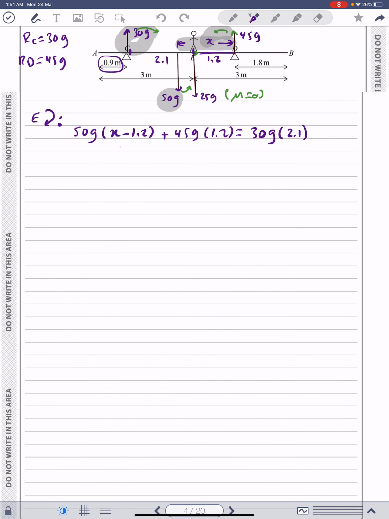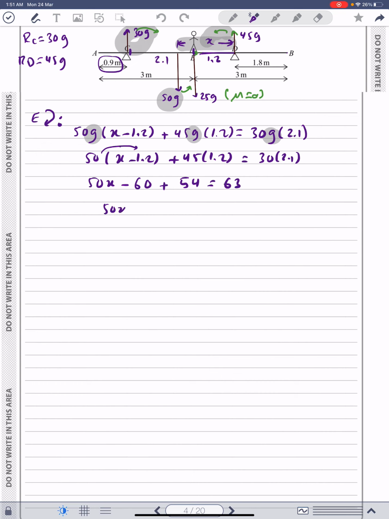Now using the calculator, but noticing that g is a common factor, simplifying to 50 times (x minus 1.2) plus 45 times 1.2 equals 30 times 2.1. Calculator now by expanding 50x. 50 times 1.2 is 60. 45 times 1.2 is 54.